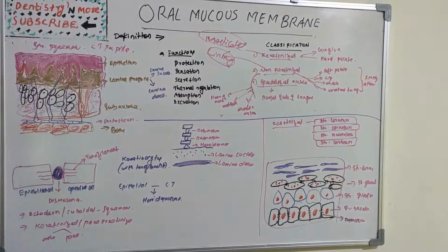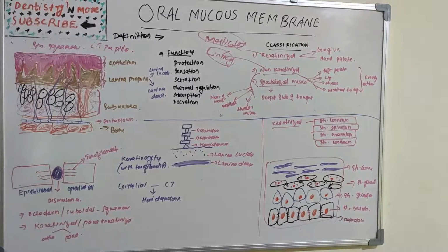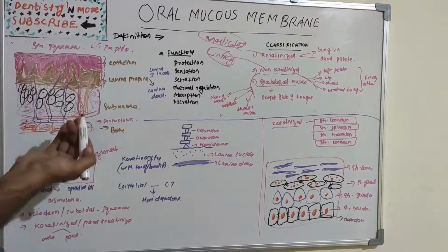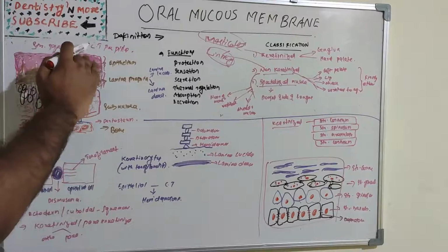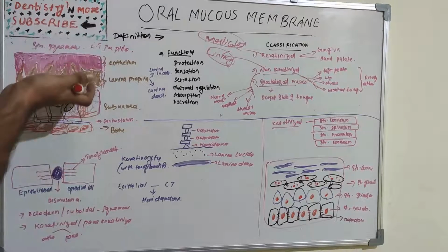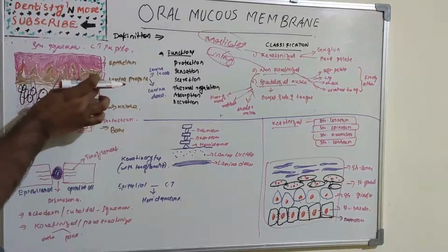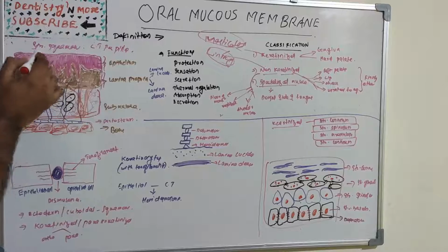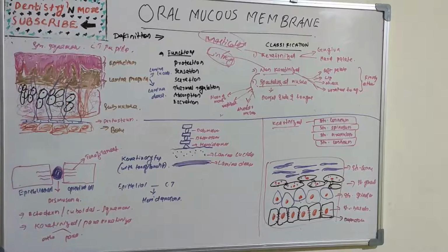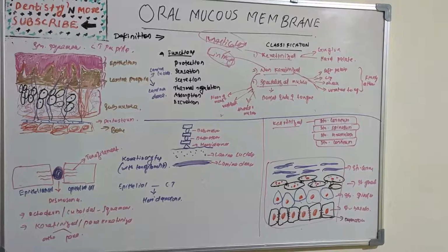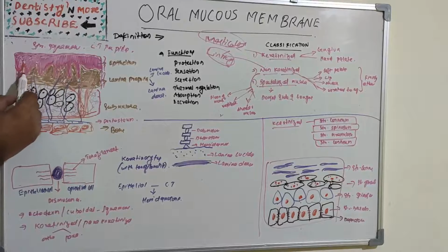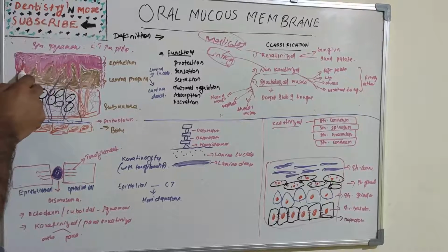This is just a cross-sectional picture, that is why I'm saying downward and upward. So the top layer will be epithelium, and the deeper layer will be connective tissue, submucosa, like that. So the connective tissue papillae, which is this one, and the epithelial ridges. The epithelial ridges and connective tissue papillae are interlocked.